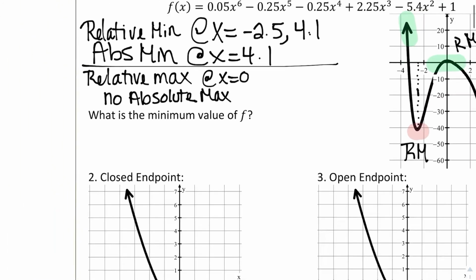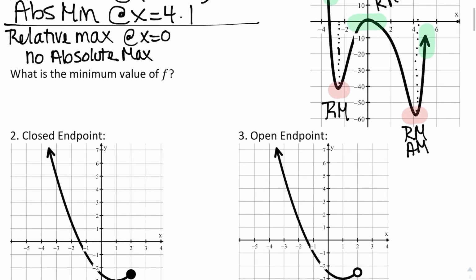And then what is the minimum value of the function? If they're asking for the minimum, they're asking for the y value. The lowest point here is where x was 4.1, so I would say about -59, approximately. If you actually were using your graphing calculator, you could be much more exact about this.